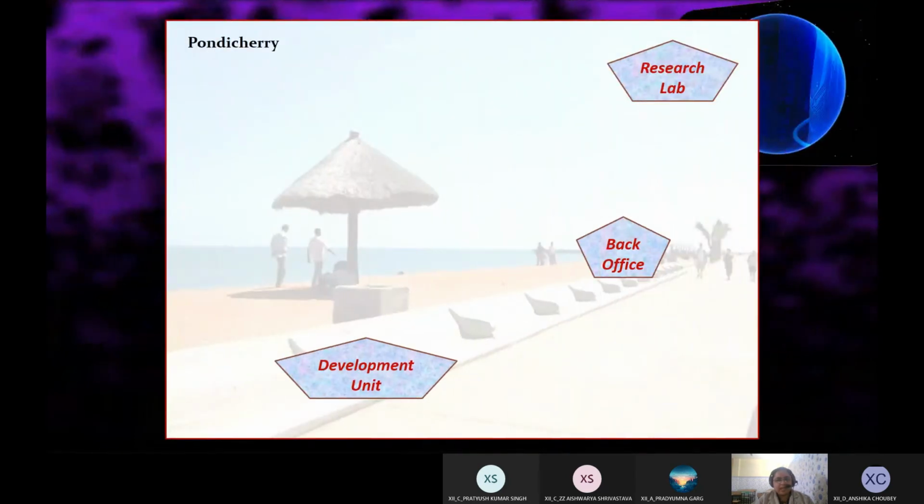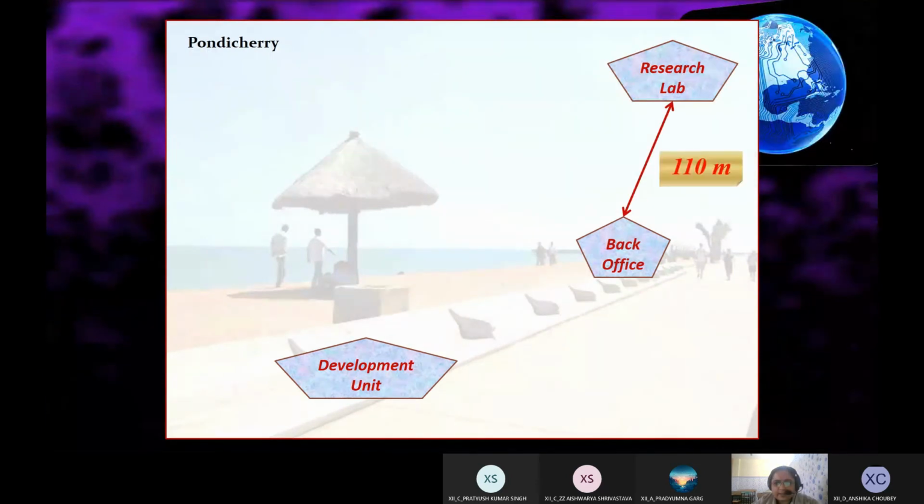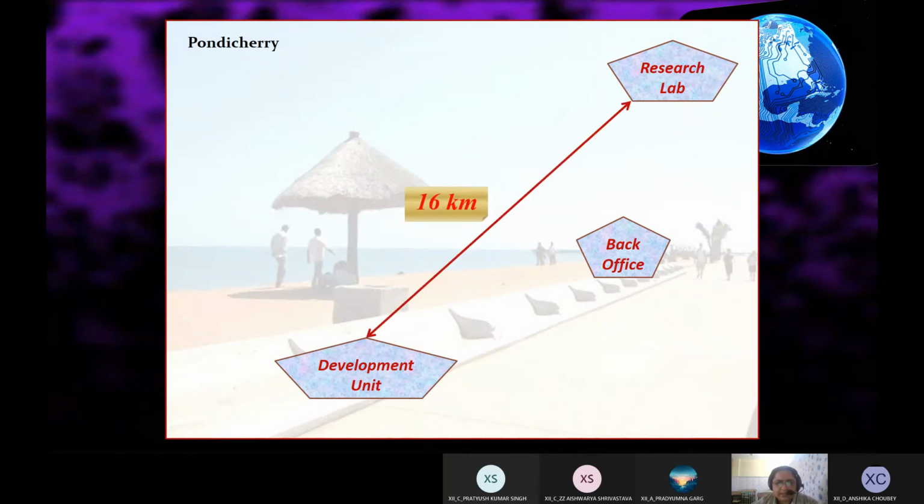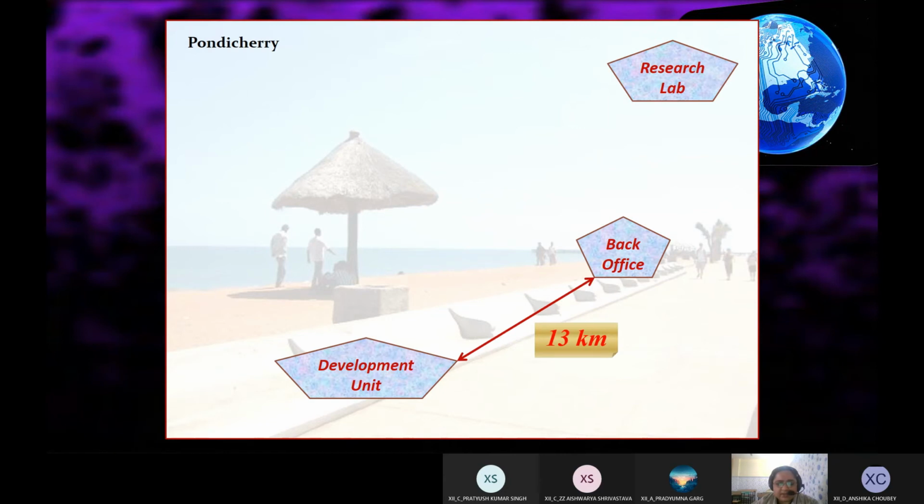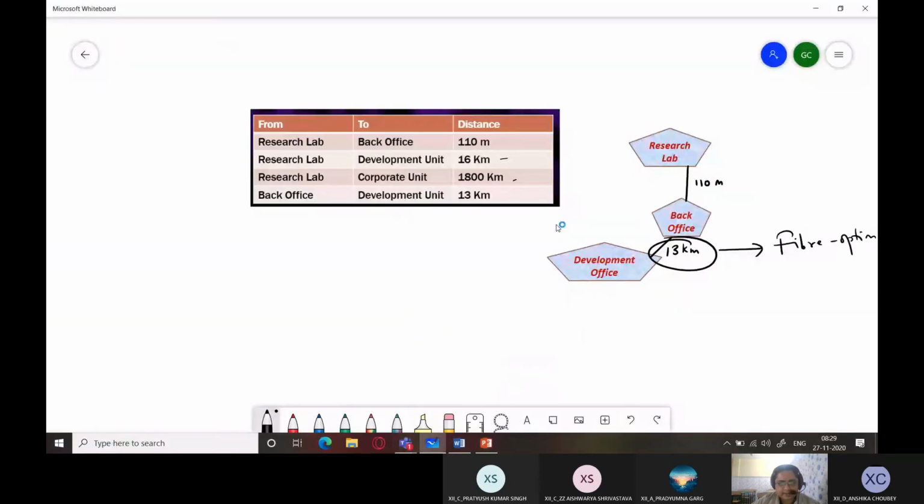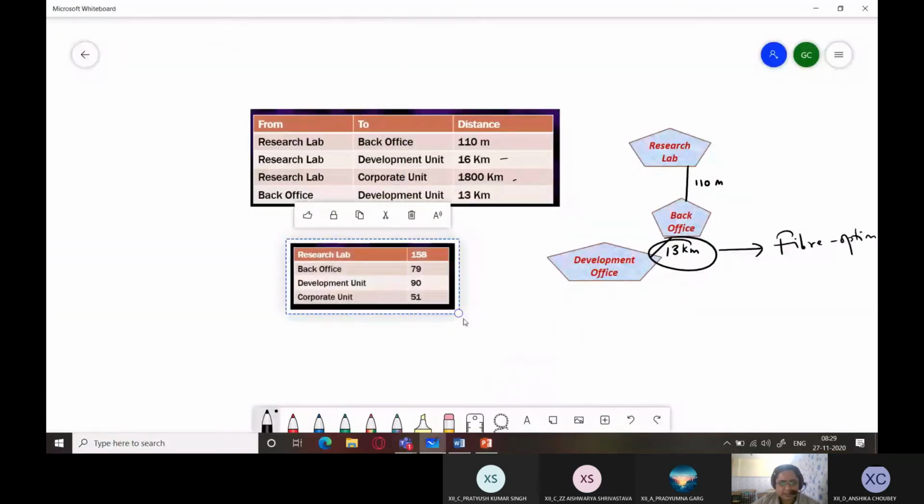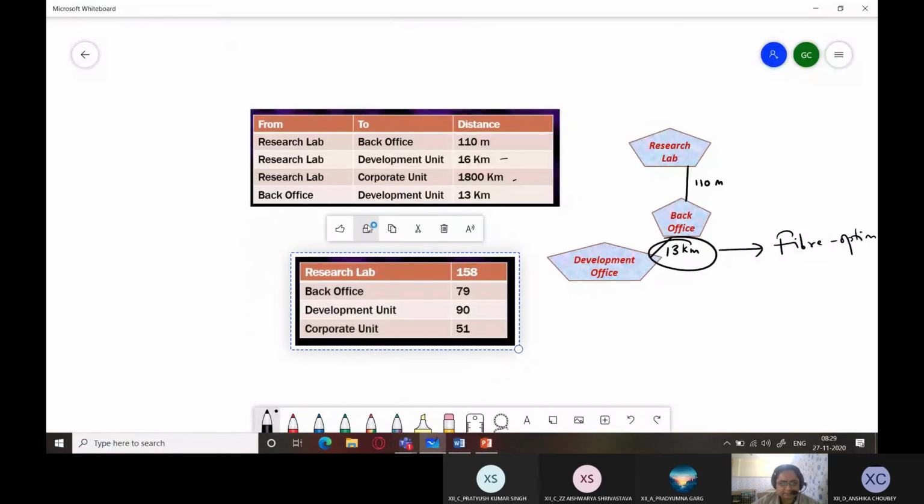Now we have it like this. Between research lab and back office is what? 110 meters, right? Distance between research lab and development unit is the highest, 16 kilometers. And distance between back office and development unit is 13 kilometers, right? Now there are certain rules which we need to keep in mind before creating the layout. That is the number of computers in each of the buildings.